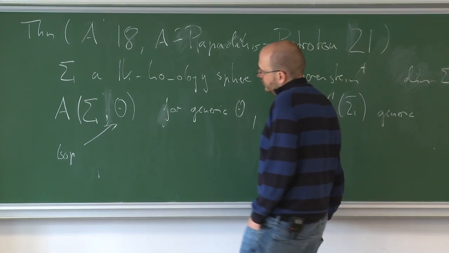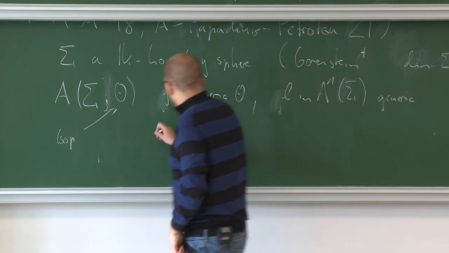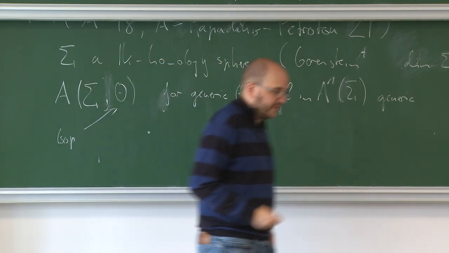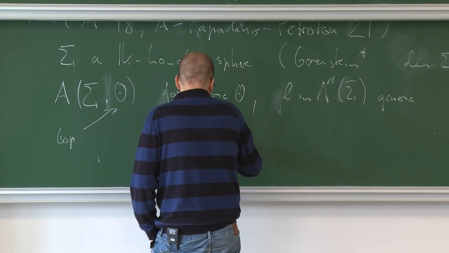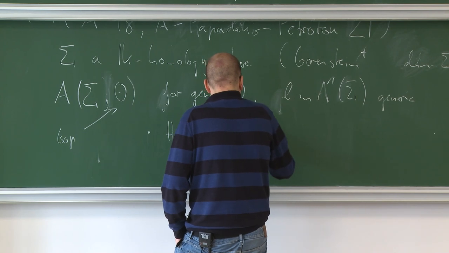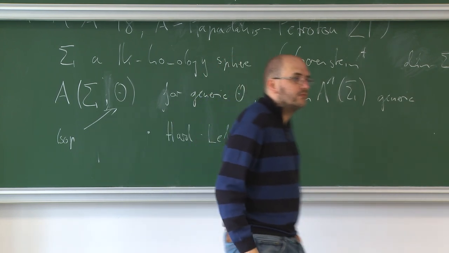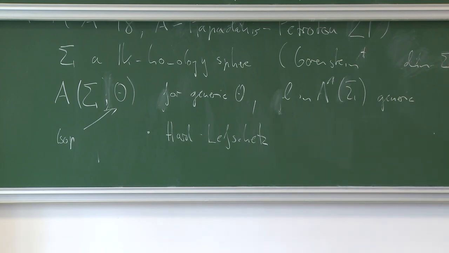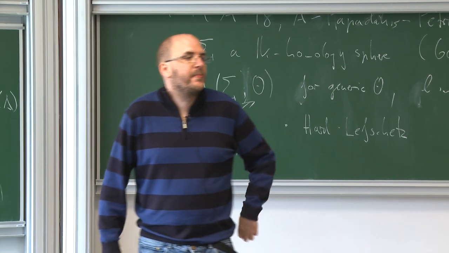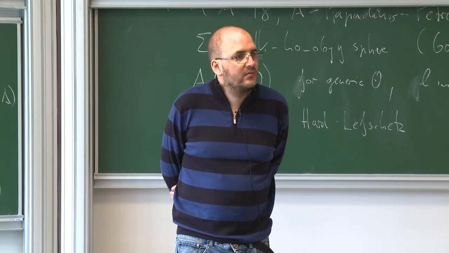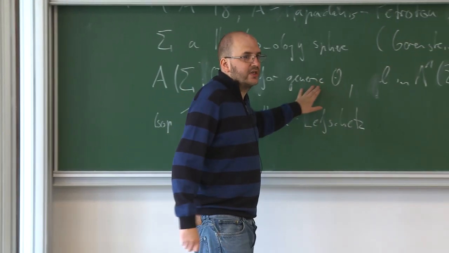And then we have the following theorem. Well, the first thing is the Hodge-Lefschetz theorem. There's an open dense set of linear forms theta that I can take. That's the point. Generic theta and L means generic in the set of pairs theta, L. Yes, generic also in the pairs.